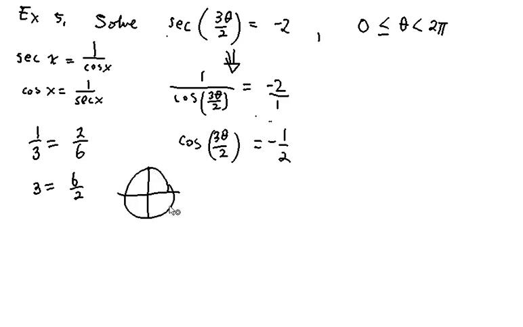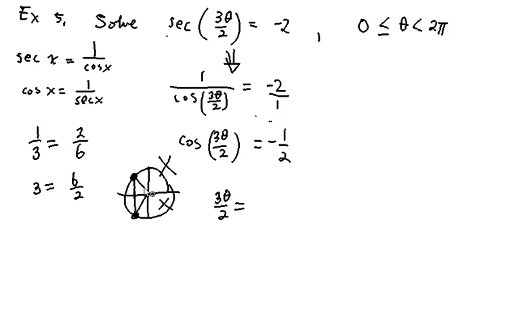Well, where's the cosine negative? It's definitely not negative here, and it's definitely not negative here because of ASTC, right? So it's got to be over here. And negative 1/2 belongs right there. Okay, so we have these 2 points on my unit circle. And let's think about what those angles are. 3 theta over 2 is equal to what's my angle from right there?